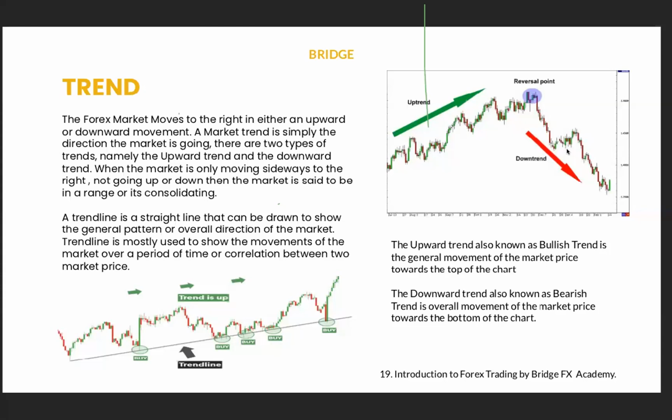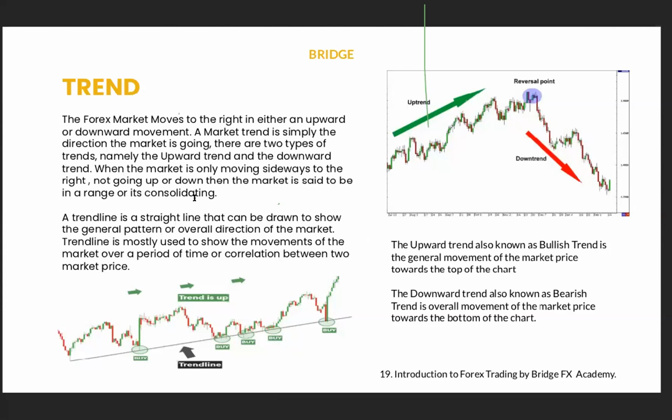All right, so when the market is only moving sideways, you will see an example of that later on. When the market is only moving sideways, to the right, not going up, not going down, then the market is said to be in a range or it's consolidating. You either say the market is in a range or you say the market is consolidating. I believe you guys understand that. You don't need to know what's happening when it's in a range or consolidating. All you need to know is that the market is not going up, it's not coming down. At that point, it's just retesting that level.